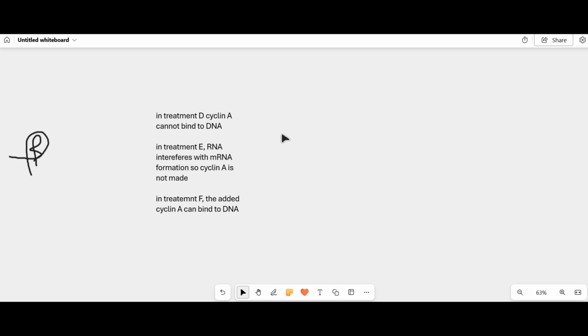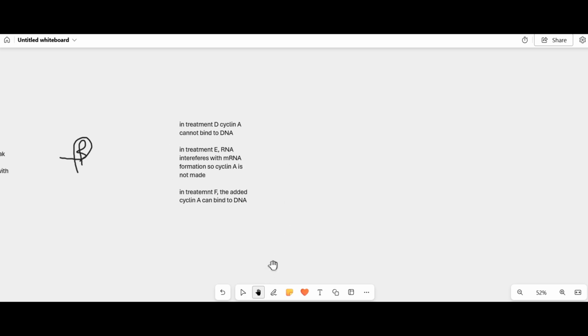Because obviously it's a protein. And then in F, you're going to add silin A after as well. So it prevents silin A formation, but you add silin A. Because it's added silin A, it means that silin A can bind to DNA.